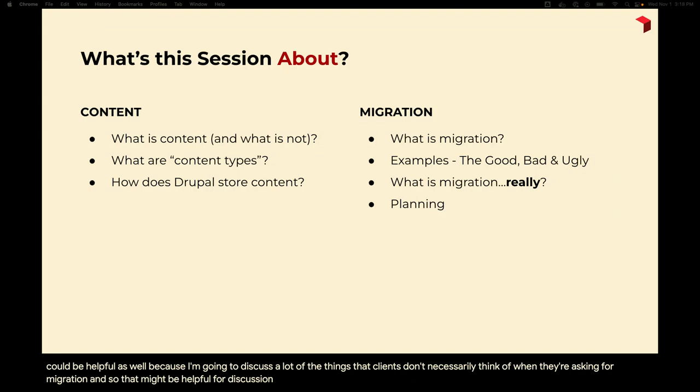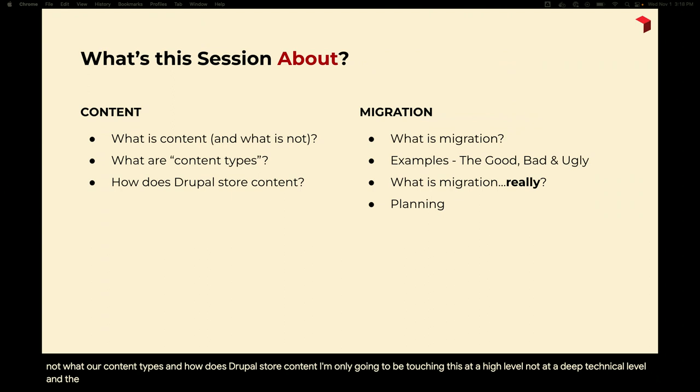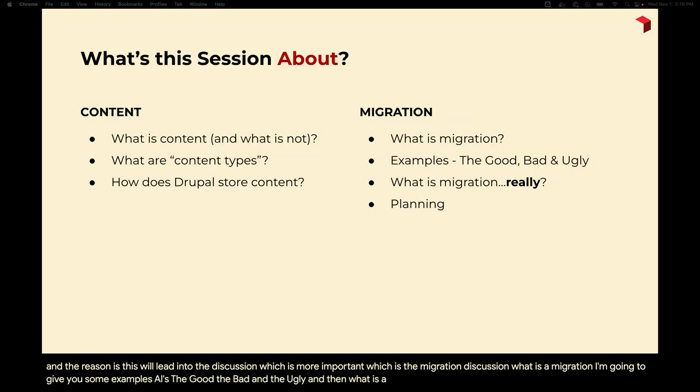So I'm going to be covering two main topics. One is content. What is it really, and what is it not? What are content types, and how does Drupal store content? I'm only going to be touching this at a high level, not at a deep technical level, and the reason is this will lead into the discussion which is more important, which is the migration discussion. What is a migration? I'm going to give you some examples, the good, the bad, and the ugly. And then what is a migration really? And then discuss planning.